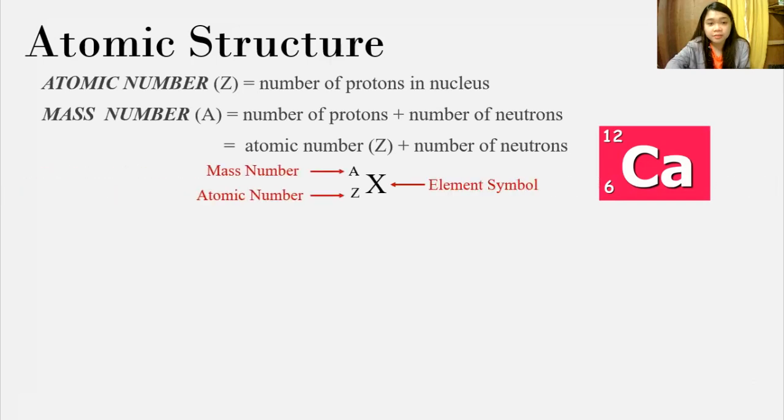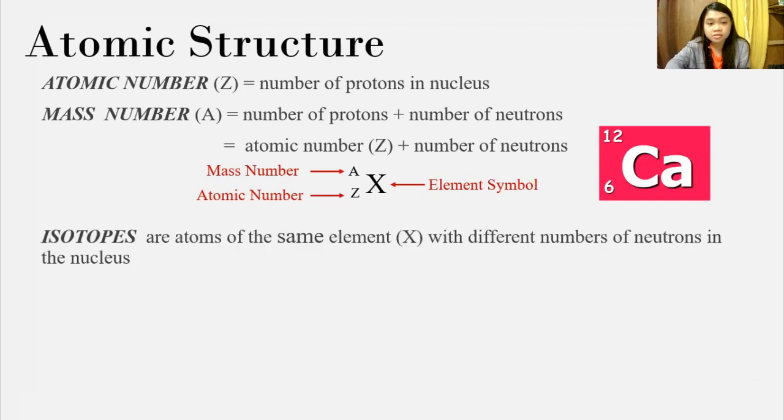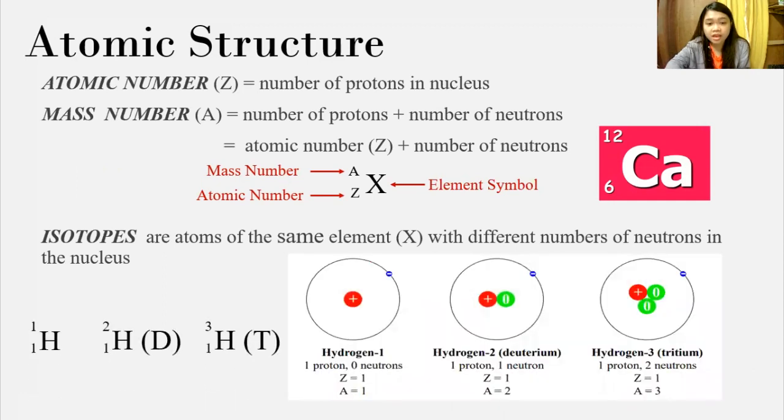Here is a further elemental representation. As I've said earlier, isotopes are atoms of the same element. They just differ in their mass number due to the neutrons in their nucleus. Here we have isotopes of hydrogen. As you can see, we know that hydrogen has an atomic number of 1. But in this example, we have 3 different isotopes of the element hydrogen.